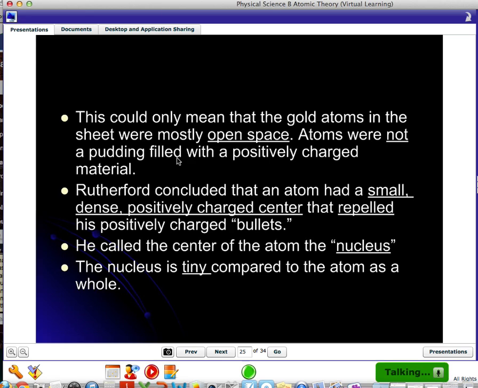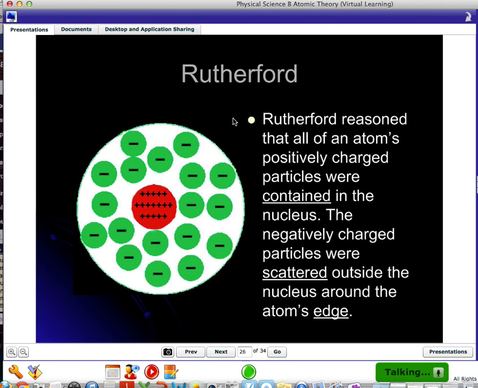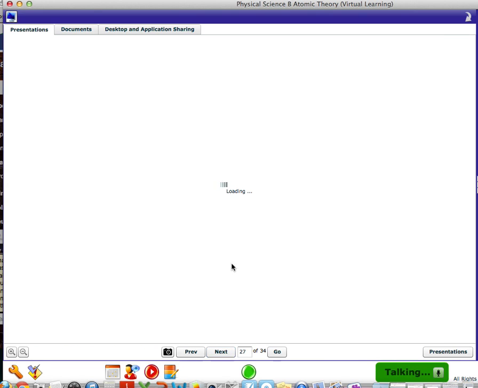So again, this is a test question that you will see. One is to describe Rutherford's gold foil experiment, and two, what that means in the idea of the scientific theory. Okay, so what he thought is that there was a positively charged center, and the electrons are scattered around that center.